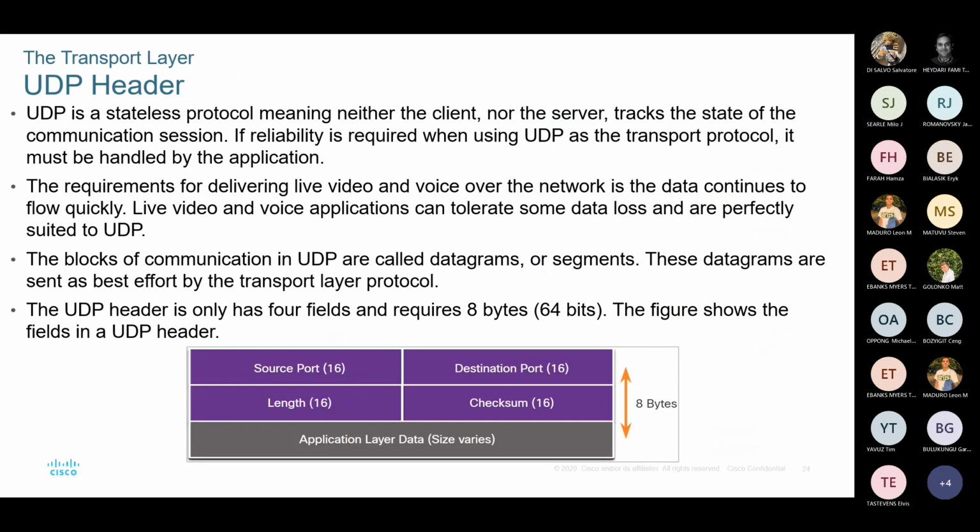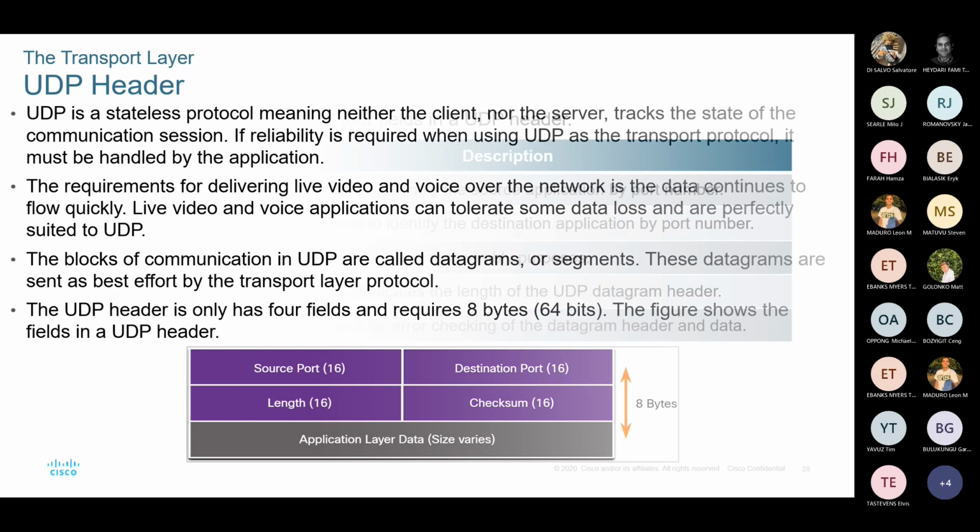So, the UDP header is much smaller, more efficient. You care about source port and destination port, similar to TCP. You need to know which application is associated with this conversation. Where should I deliver this message to? Is it a browser? Is it my online chatting application? Whatever. Length and checksum. That's it. No sequence number. No acknowledgement number. No window size. No flags. No control bits. 8 bytes. That's it.